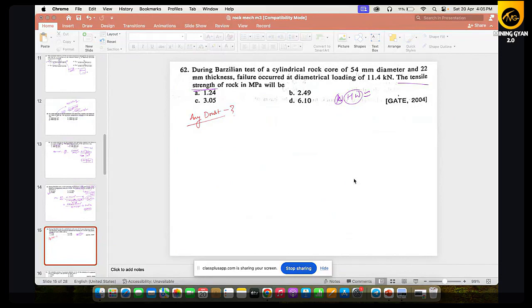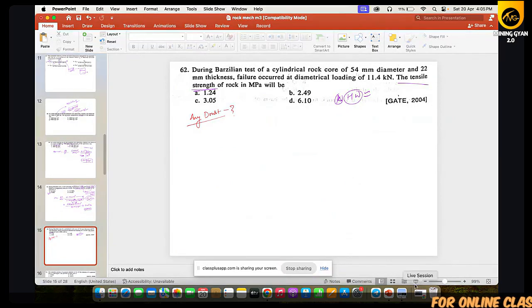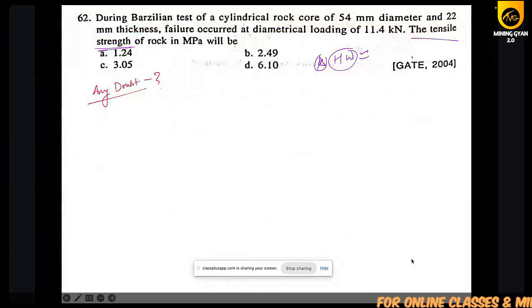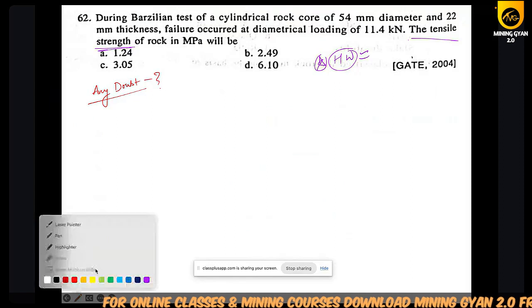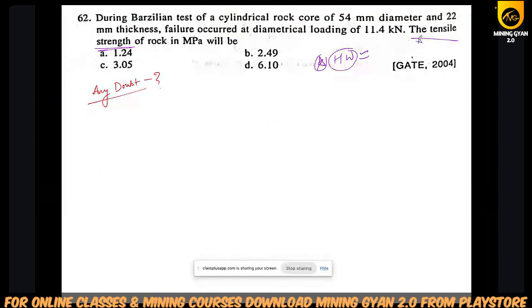Otherwise, I will see, you can comment till I am solving question number 62, which I have given you as a homework. Okay. In question number 62, it was a simple question. In this question, what you have to calculate? Just the tensile strength. What is the formula of the tensile strength? Tensile strength formula is 2F by pi dl.